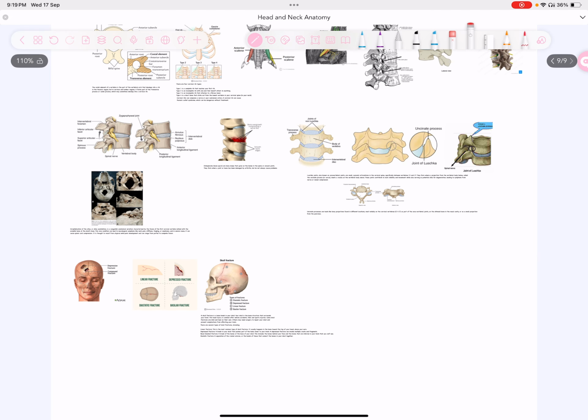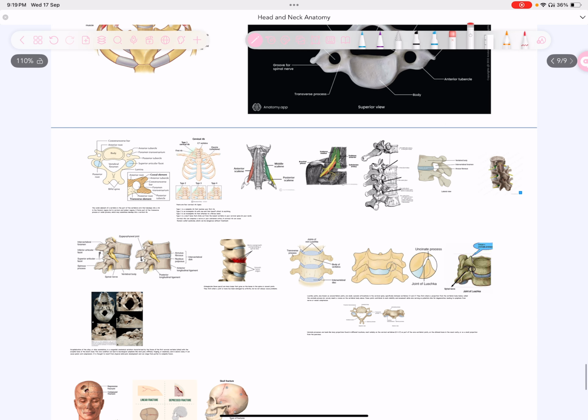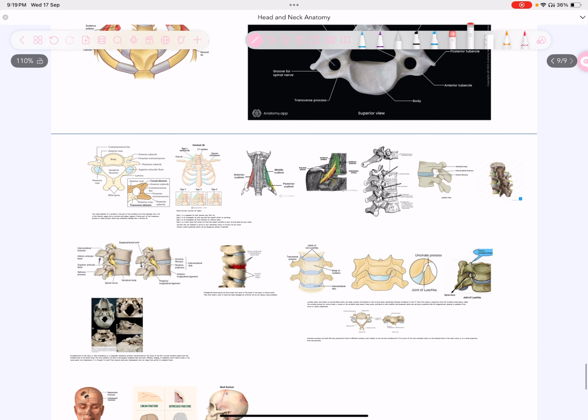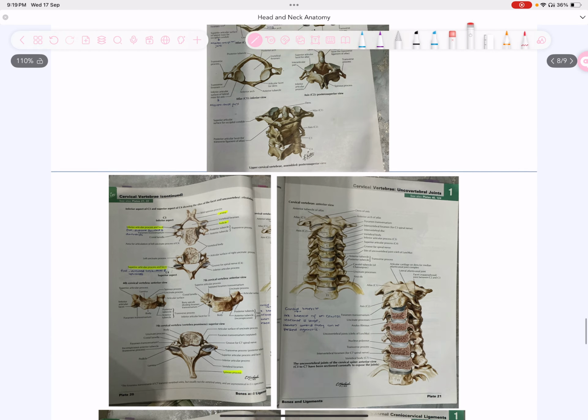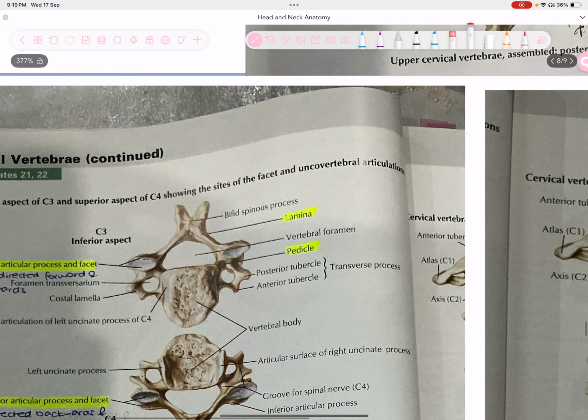And finally, hangman's fracture occurs due to fracture of the pedicles of the axis vertebra, atlas and axis, right? So here we're talking about the axis vertebra. Its pedicles, let's focus on the pedicles. This is the pedicle, right? That's the pedicle. But this is C3.